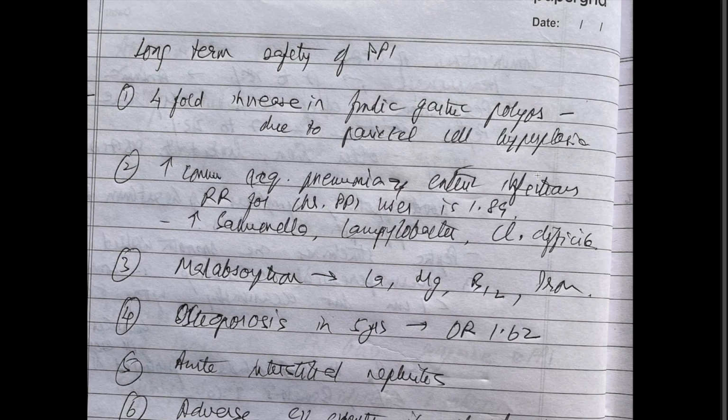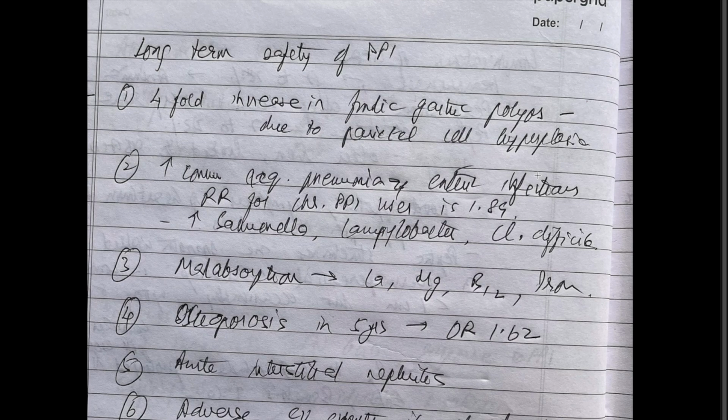The problems with PPI given in the long term. 4-fold increase in fundic gastric polyps due to parietal cell hyperplasia. Increased risk for enteric infections. The relative risk for chronic PPI users is 1.89. There's increased risk of Salmonella, Campylobacter, and Clostridium difficile.